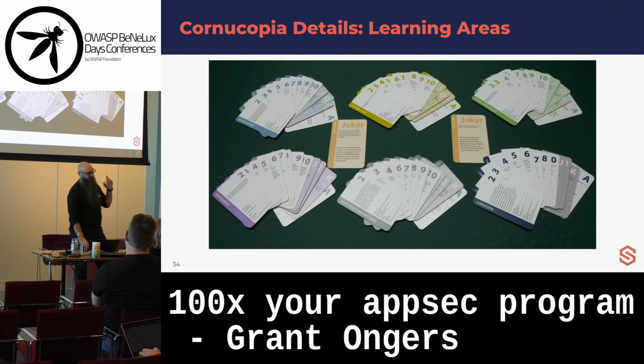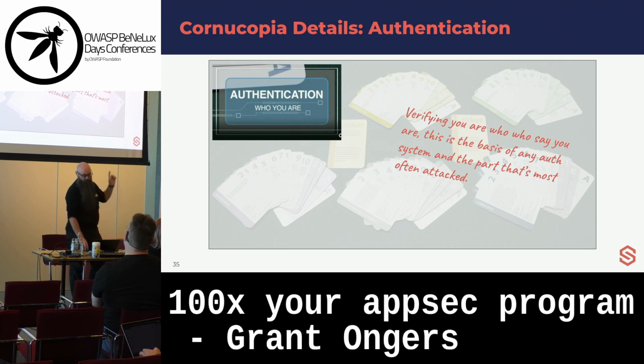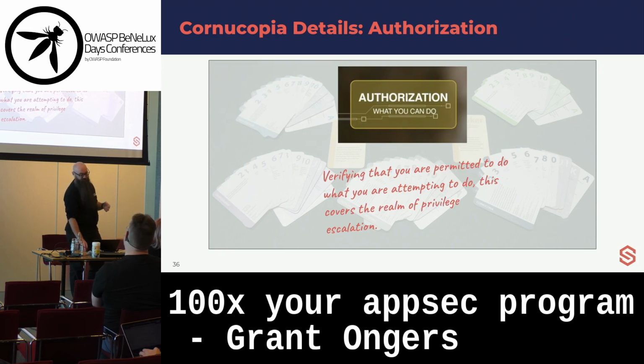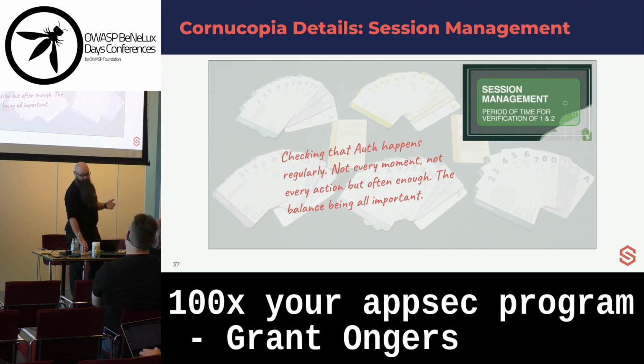I have lots of slides, so I'm going to flick through these quite quickly. But if you haven't heard of Cornucopia, as I said, it is the top 5. As you can see, there's 5. No, there's not. Anyway, top 5. Auth-N, so authentication, which is who you are. Auth-Z, what you're allowed to do. Session management, which is how often we check Auth-N and Auth-Z.